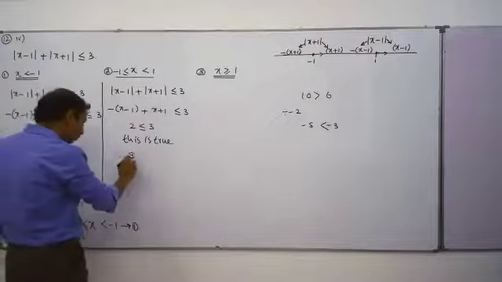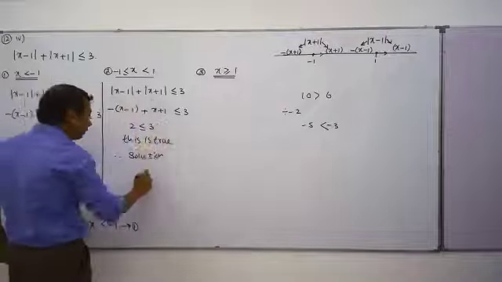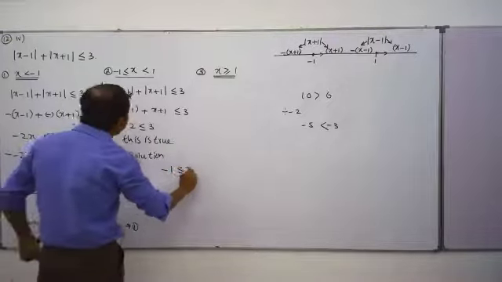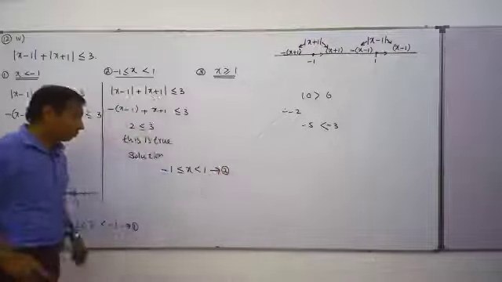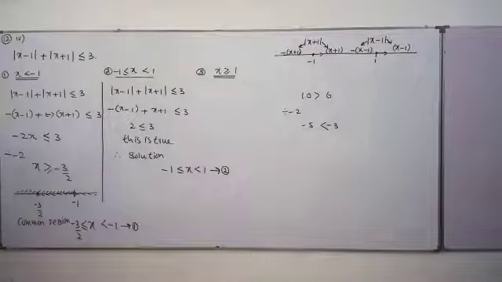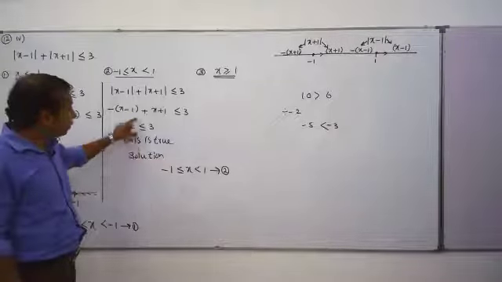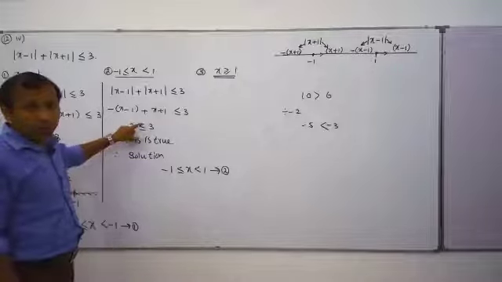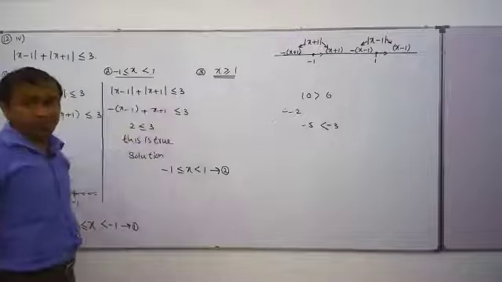Therefore, solution. All this range we take, minus 1 less than or equal to x less than 1. This is number 2. Okay, right. We take this whole thing because this answer is true. 3 greater than 2, it's true. That is why we take all this as a solution.